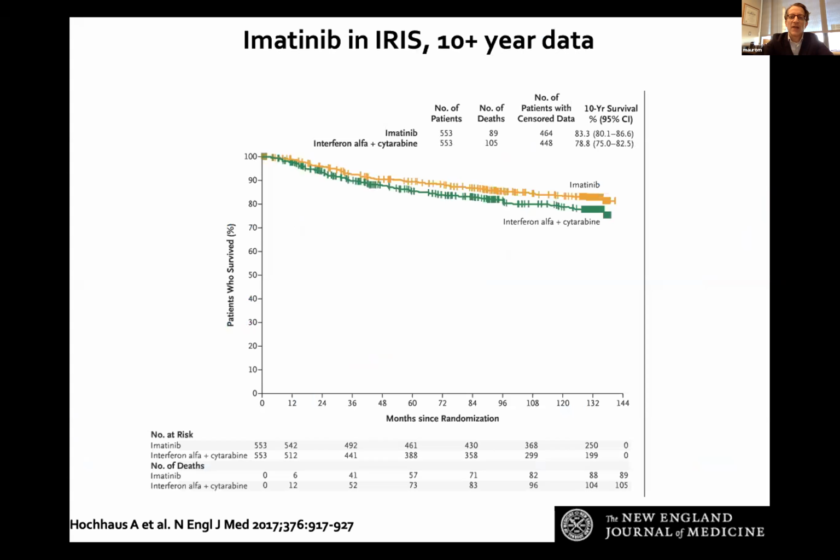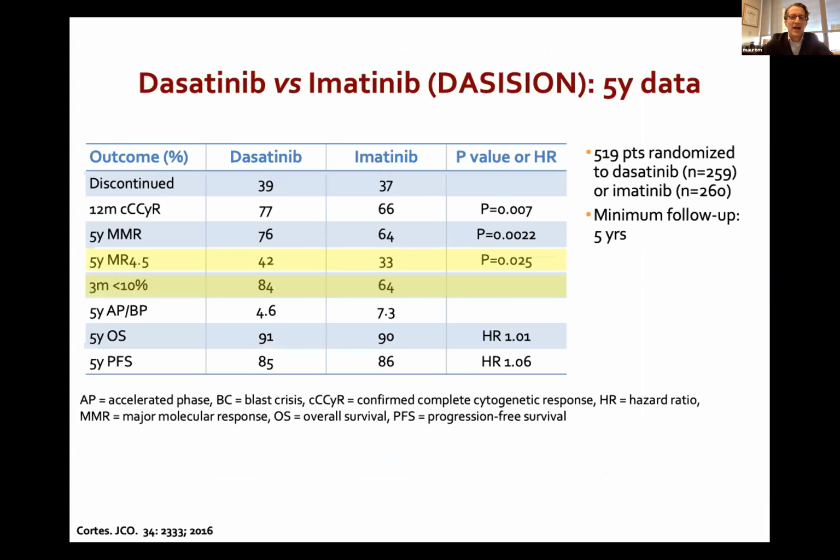We know imatinib has served us very well in the long-term survival of patients, even those crossing over from cytarabine and interferon in the original IRIS trial is excellent. So imatinib has served our population in CML very well. I mentioned the difference between Dasatinib and Imatinib, and the final data from the DASISION trial again showed that while cytogenetic remissions were superior and statistically significant, deeper molecular remissions and early molecular response were as well. And I think this is some of the main outputs of this study.